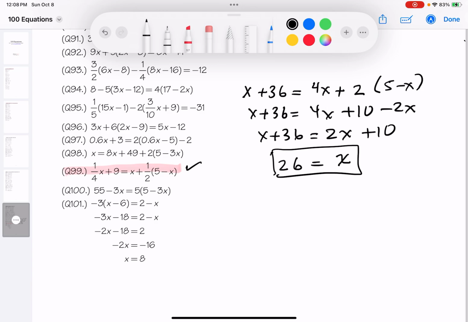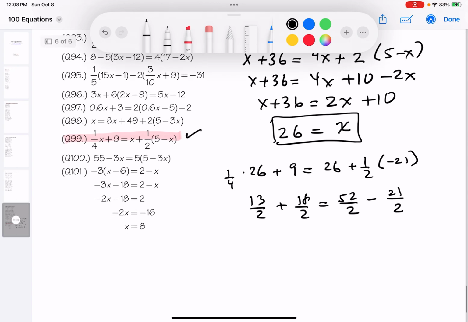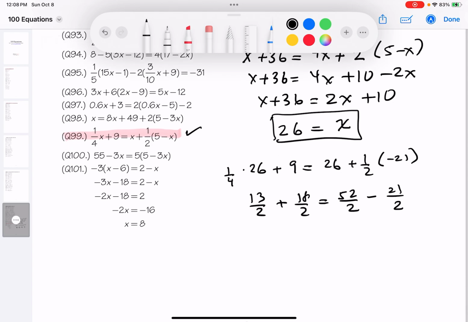All right, let's check it. So 1/4 times 26 plus 9 equals 26 plus 1/2. And 5 minus 26 is going to be minus 21. What do you get here? 13 halves plus 18 halves. 26 is 52 halves. And this is going to be minus 21 halves. What do you get there? 13 and 18 is going to be, let's see, 28, 31 halves.